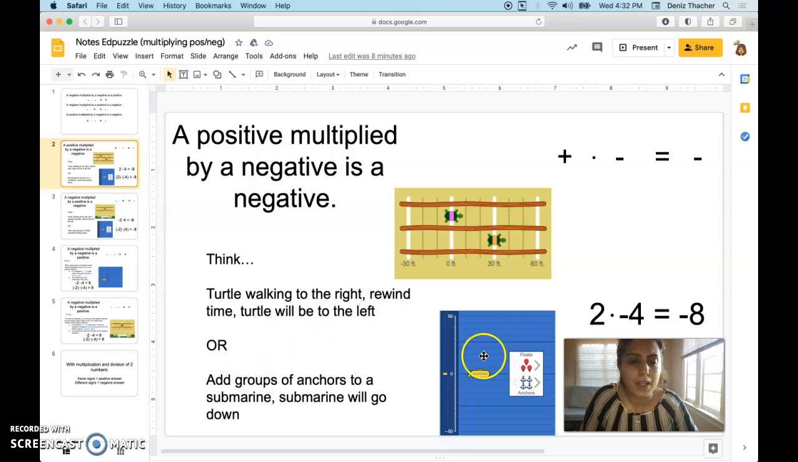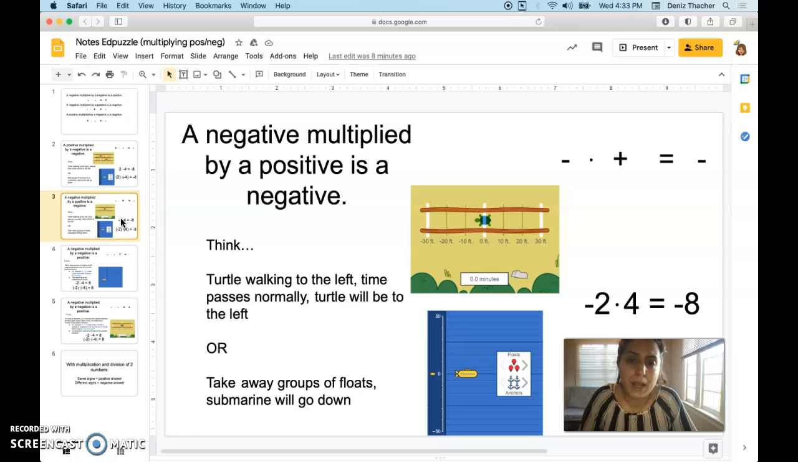If we want to think about it using the floats and the anchors, we can think about it as adding groups of anchors to a submarine. And if you're adding anchors, if you're adding weight, that submarine is going to sink down, right? So that first value represents the addition of groups, specifically 2 groups, and that's 2 groups of -4, which will be a larger negative number, in this case, -8.